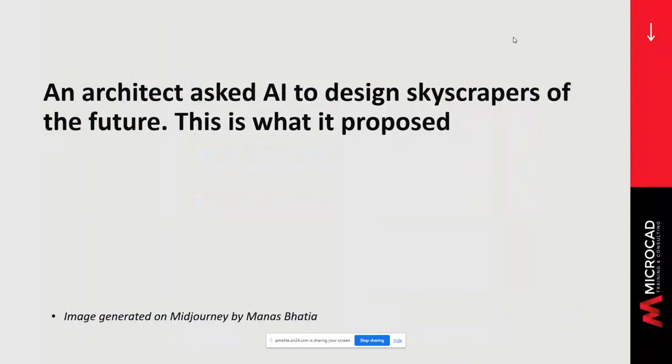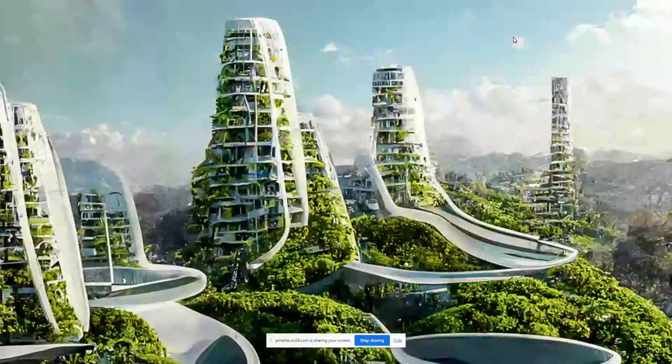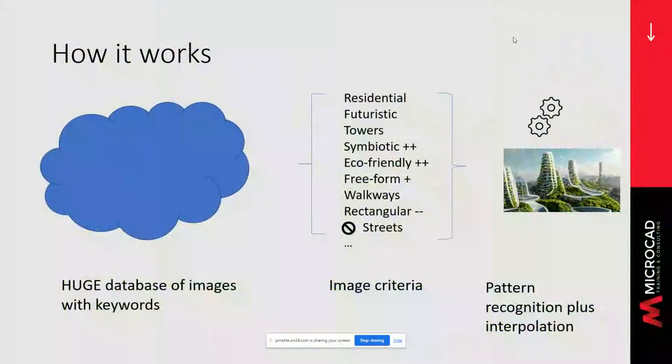So last fall, an architect asked AI to design some skyscrapers for him, and this is what it proposed. Highly creative, imaginative, probably not what was expected. This was generated by a machine, not an undergraduate studio. This is AI magic. Well, except it's not really magic here.